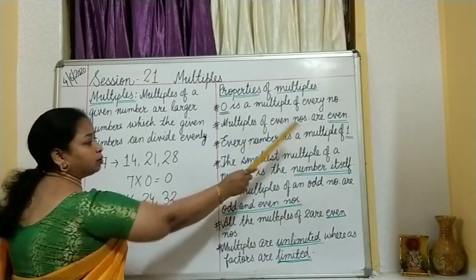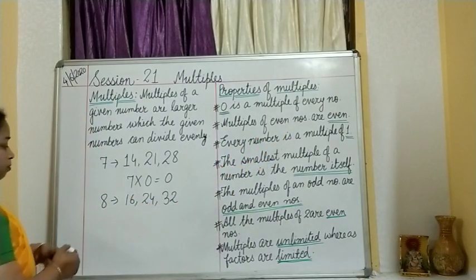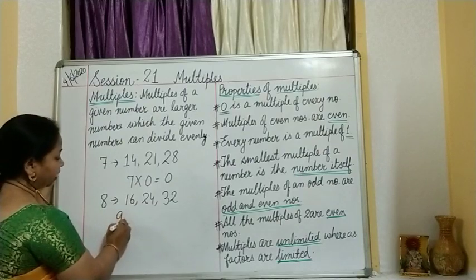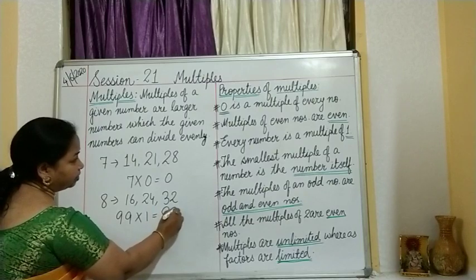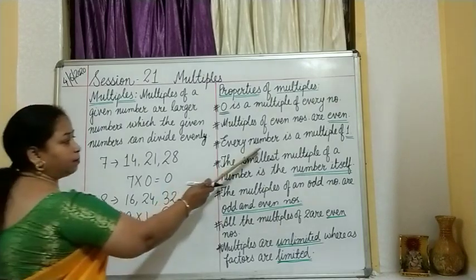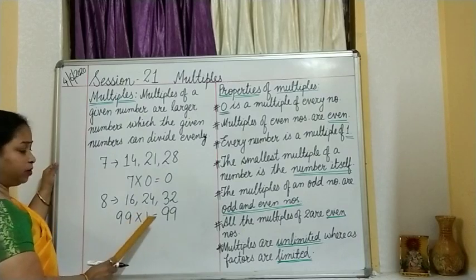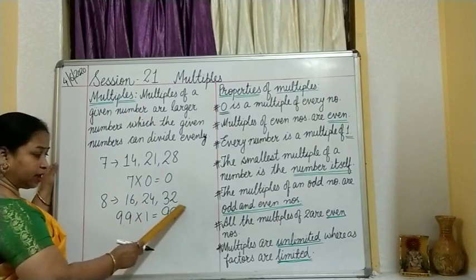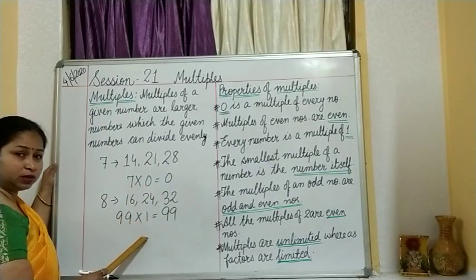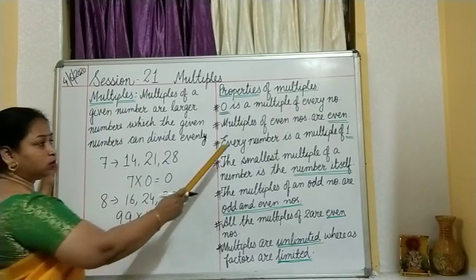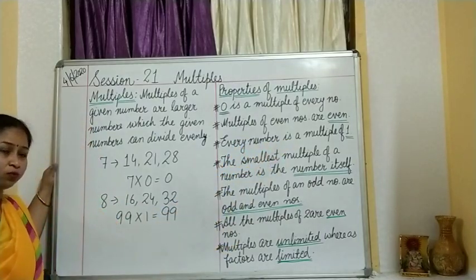Every number is a multiple of 1. That means whichever number you take, suppose we take 99 multiplied by 1, what will you get? 99. Every number is a multiple of 1. That means every number when multiplied by 1, this 99 is a multiple of what? 99 ones. Okay. Therefore, the statement says every number is a multiple of 1.